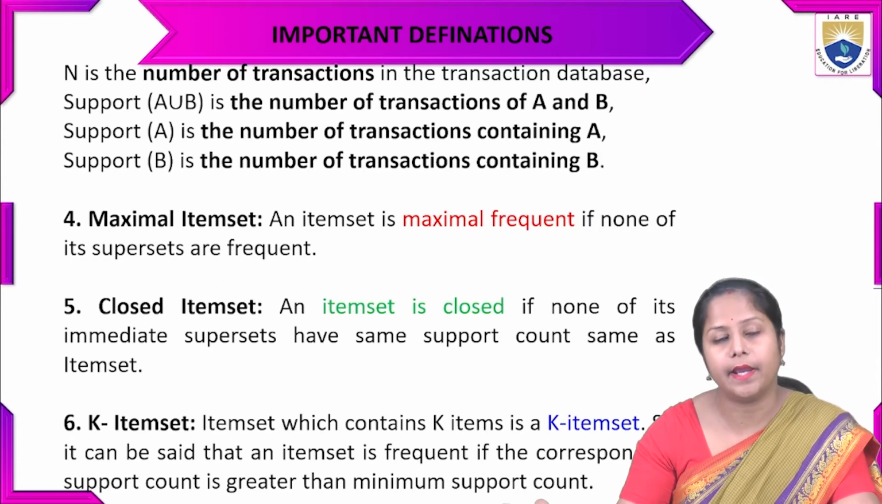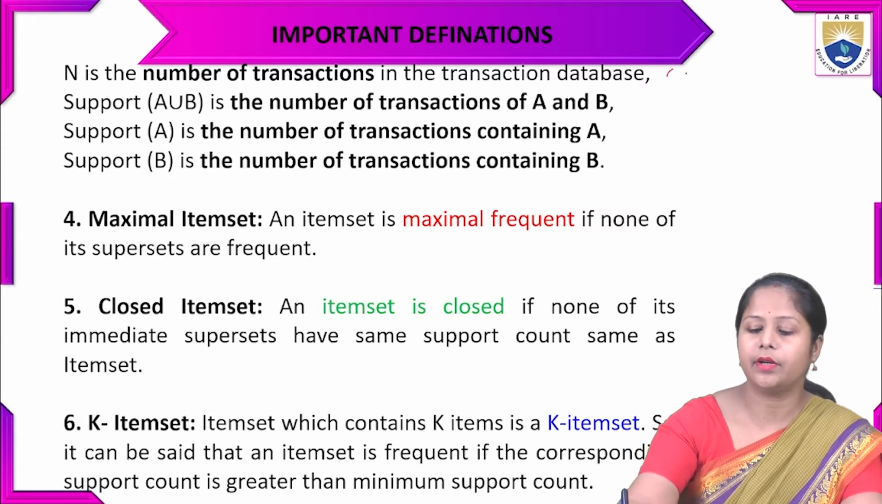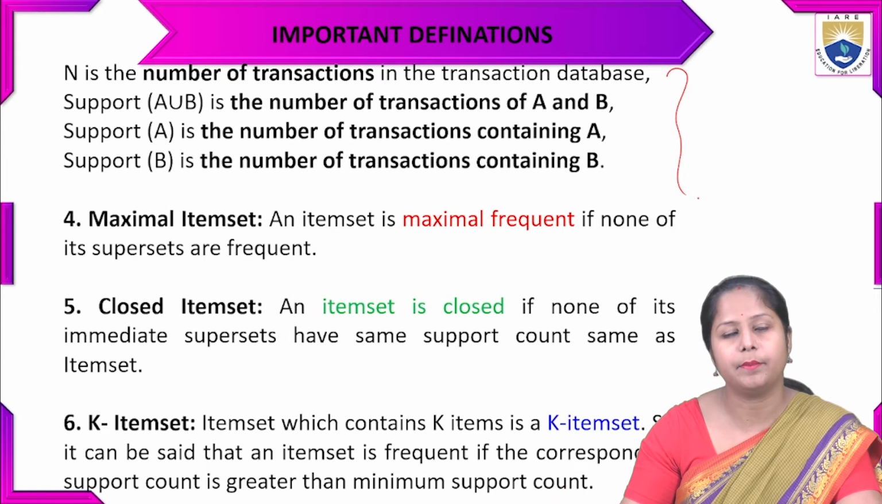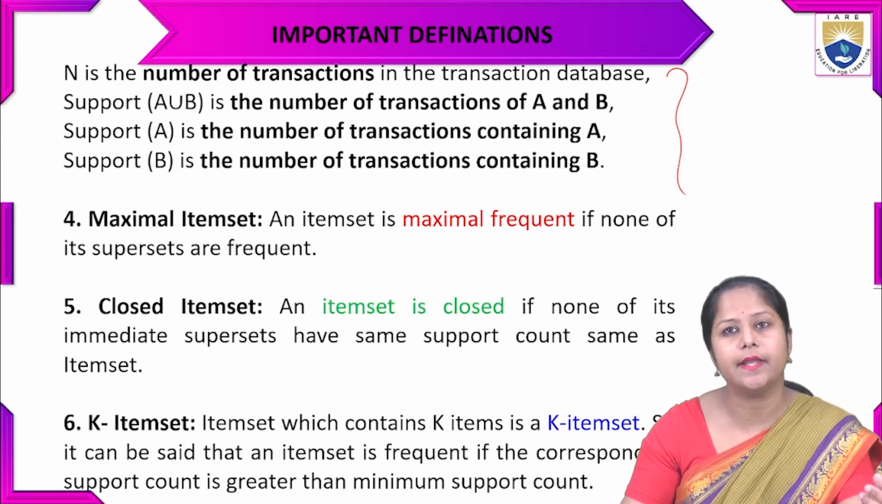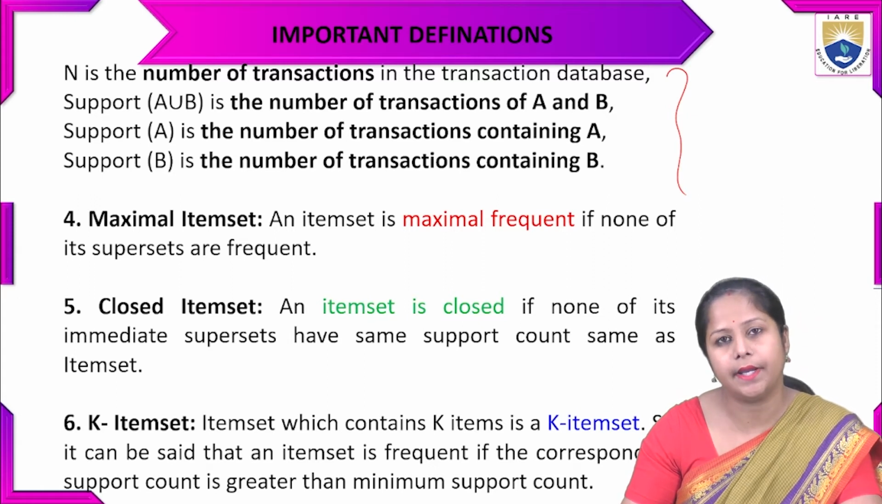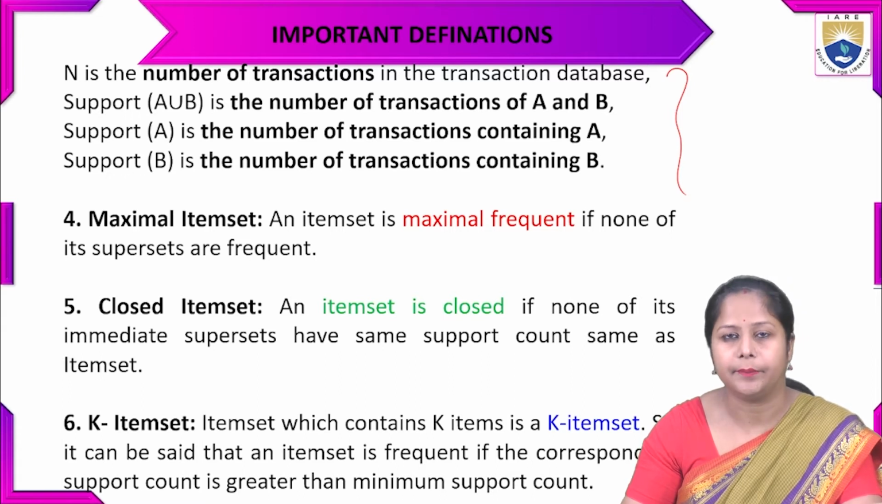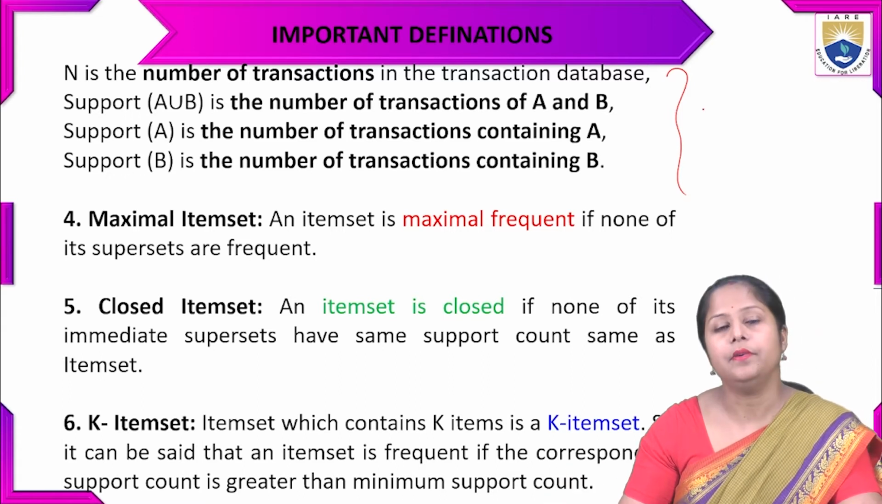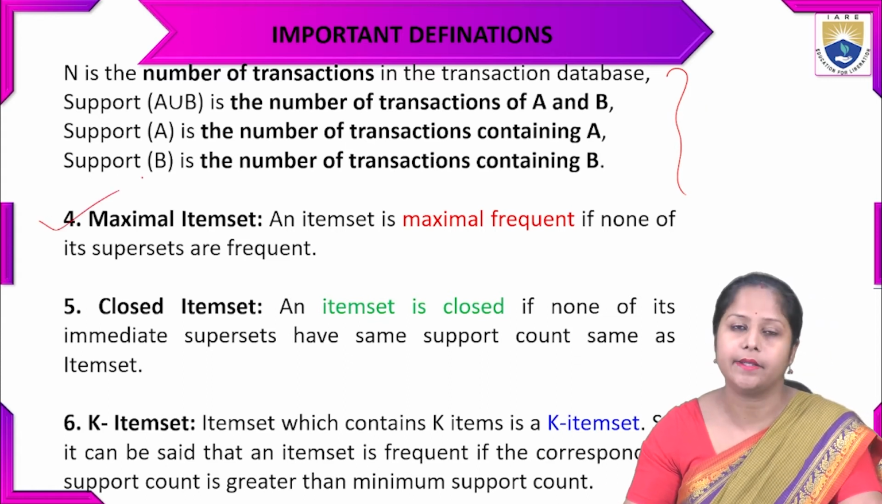So here N was the number of transactions occurring in that transactional data set. Support of A union B is nothing but the number of transactions in which A and B, both of the item sets, occur. The support of A is the number of transactions for A. Support of B is the number of transactions for B, right?